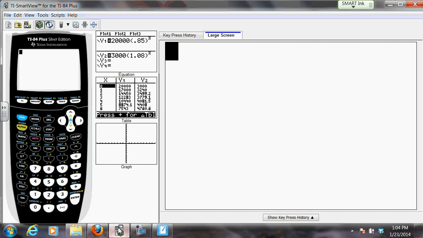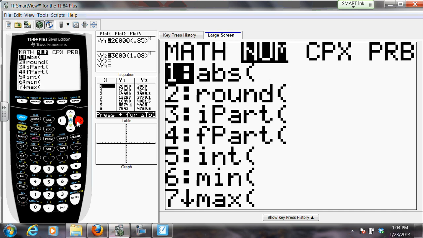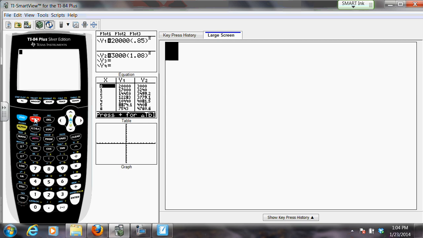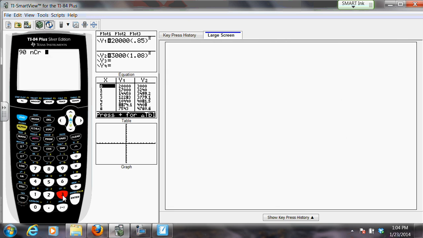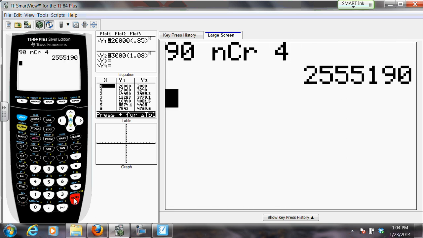So if I go to math, oh, no, I want to put a number in first. If I go to the first example, which is 90 C 4 technically, I'm going to put in 90, math, over to probability, number 3, put a 4 in, enter. That would be what the coefficient is. So that's saying the 90th row of Pascal's triangle in the 4th position is this number.